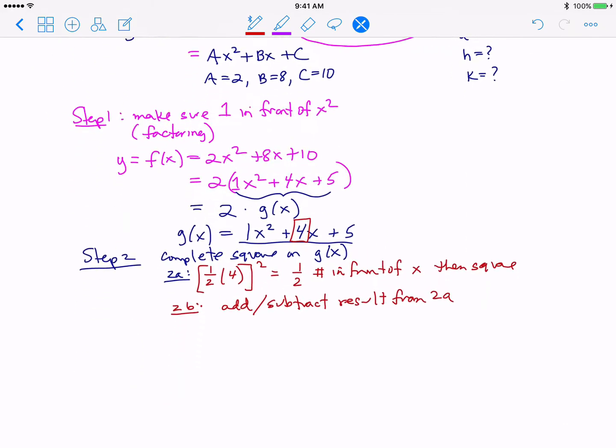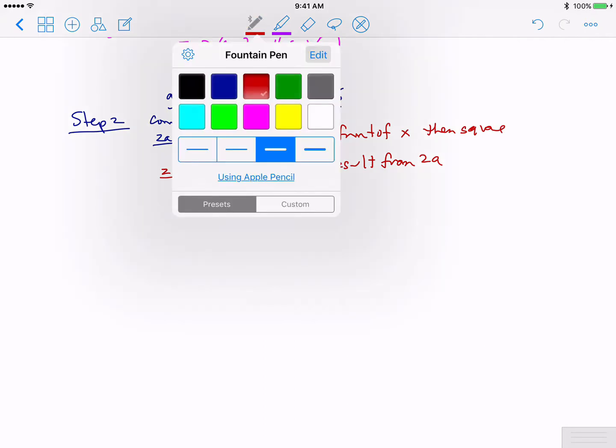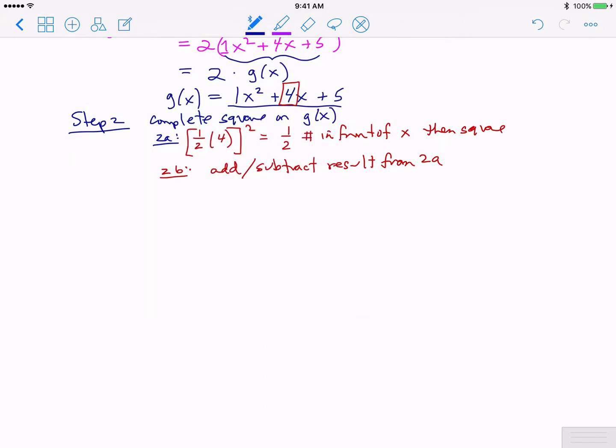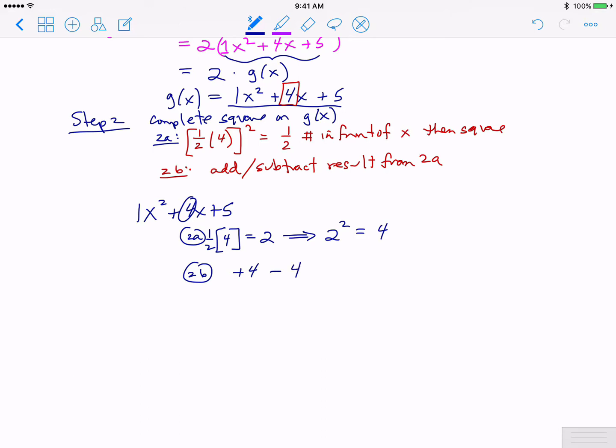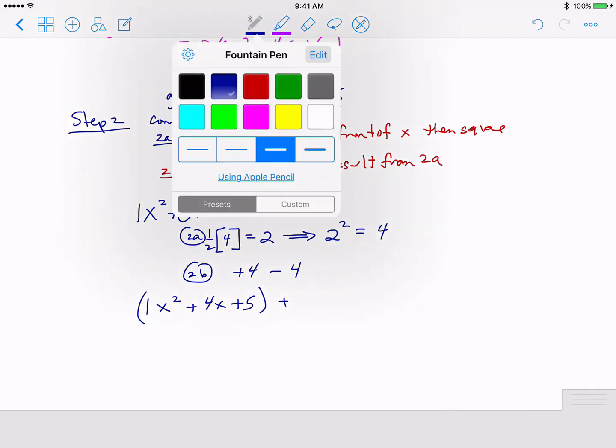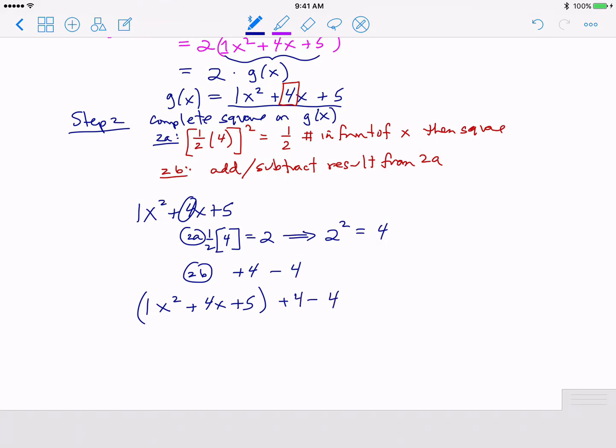So let me walk through these steps and show you what I mean. So we'll take 1x squared plus 4x plus 5. Take the number in front of the x, which is 4. I will take half of the 4 to get 2, and then I will square the number 2 to get 4. Step 2b will be to add in the 4 and then subtract the 4. So what we're doing here is taking 1x squared plus 4x plus 5. We'll then add in a 4, add the 4, and then subtract the 4.